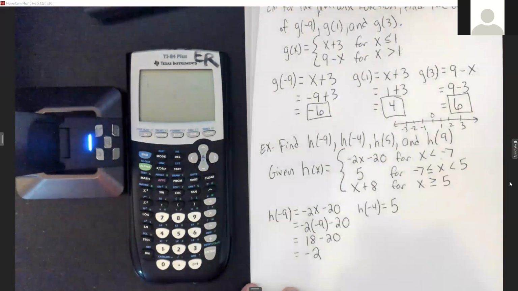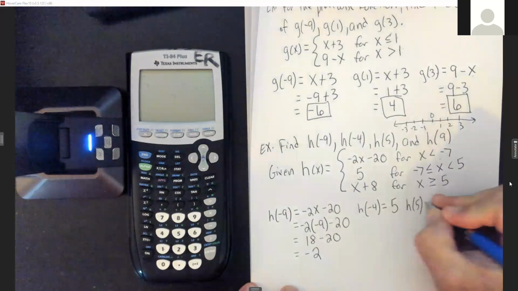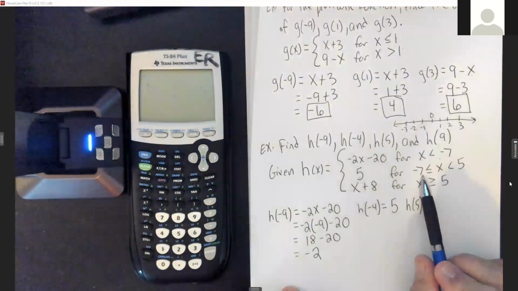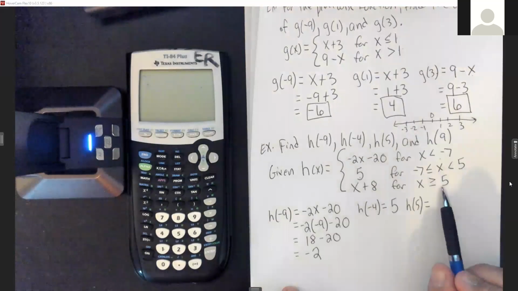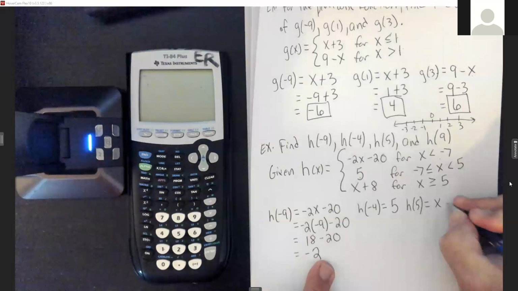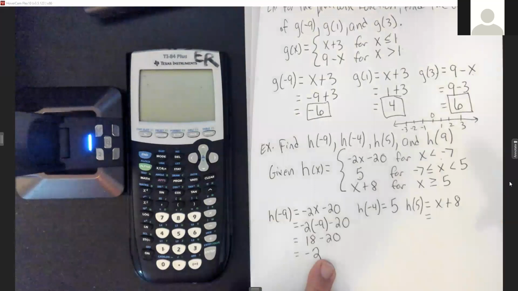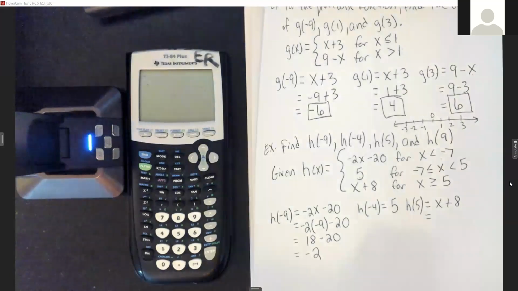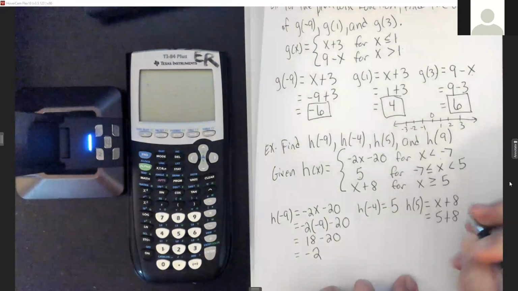Next we do, what's next? H of 5. So 5 is not in between a negative 7 and it's not less than 5. Here it says it can equal 5. So 5 equals 5 is true. So I'm going to use this equation, which is x plus 8. In place of the x, I'm going to put the 5. So I get 5 plus 8, which will be 13.